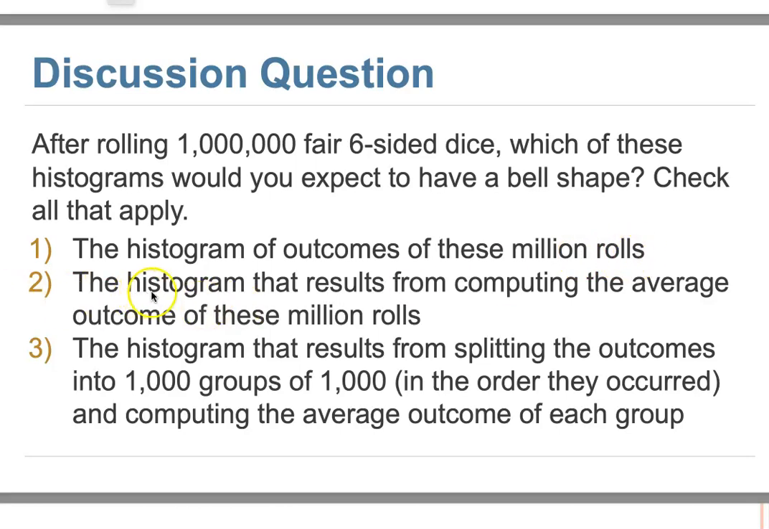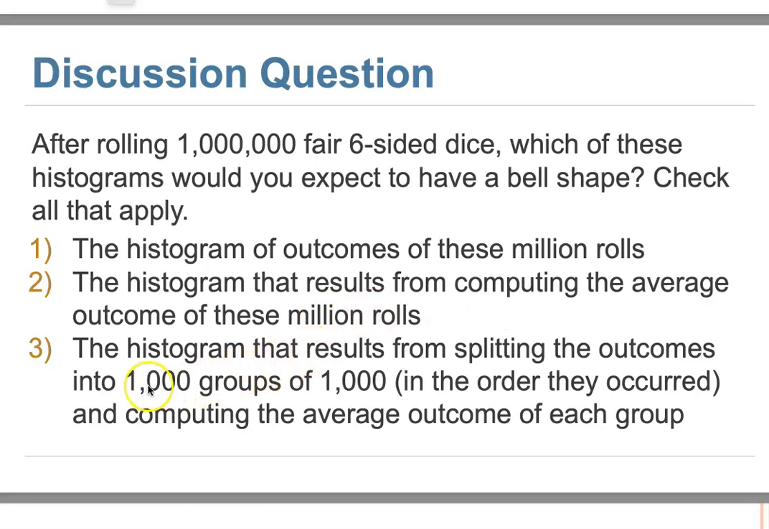The second one, the histogram that results from computing the average outcome of this 1 million rows. Actually, they just want to find the average outcome for this 1 million rows. So we add all the outcomes together and divide by 1 million. So this one is just a number, and this number will be close to 3.5.